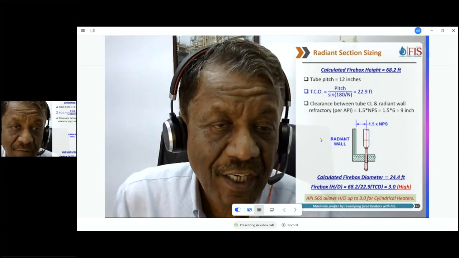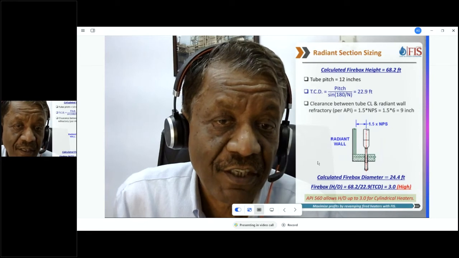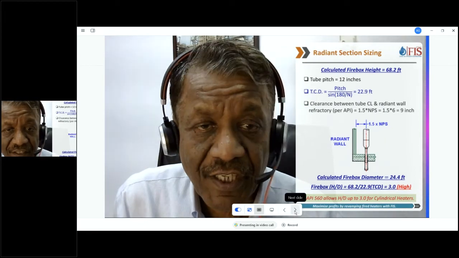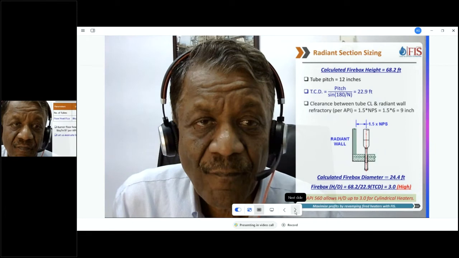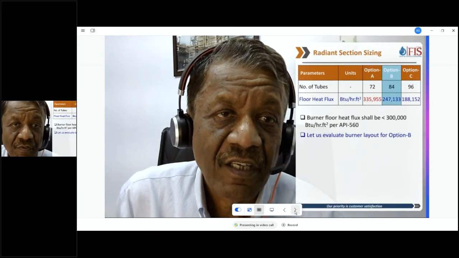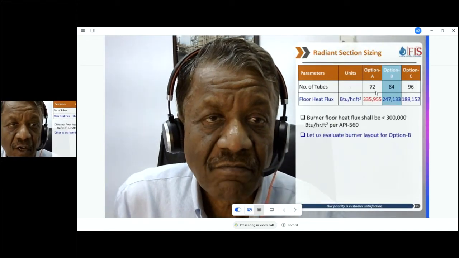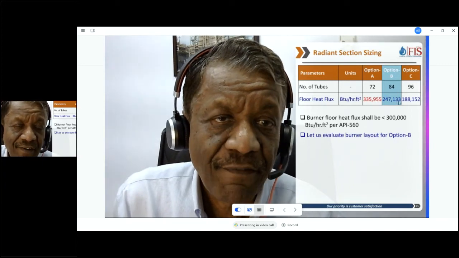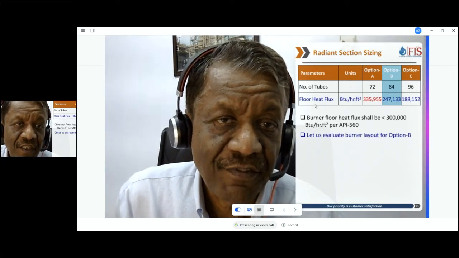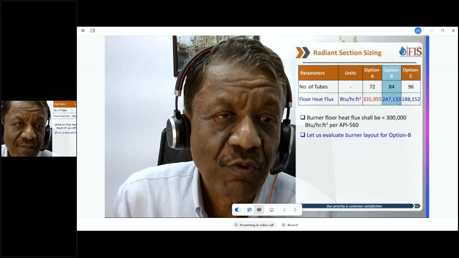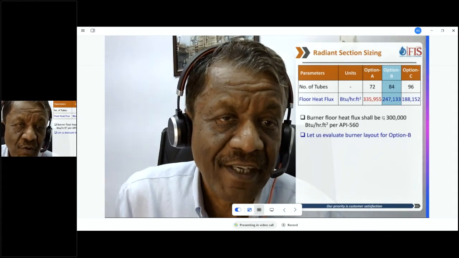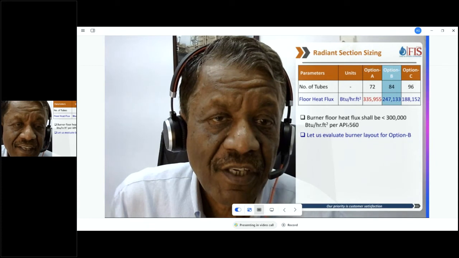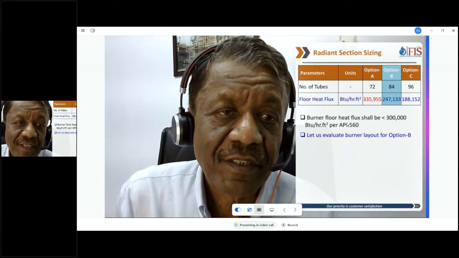I mean, we could have sold it actually, we could have given it, but we decided to give them a better design. So we selected option B, which was also giving us a good floor heat flux of 247, where API says 300. So we basically went with this type of design.